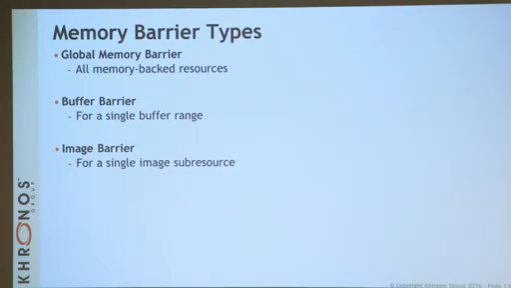So memory barriers, I sort of skimmed over them. There's three types. There's the global memory barrier, which is effectively any memory-backed resource you've got in flight at the moment. Buffer and image barriers both define single resources and what you're going to do with them.